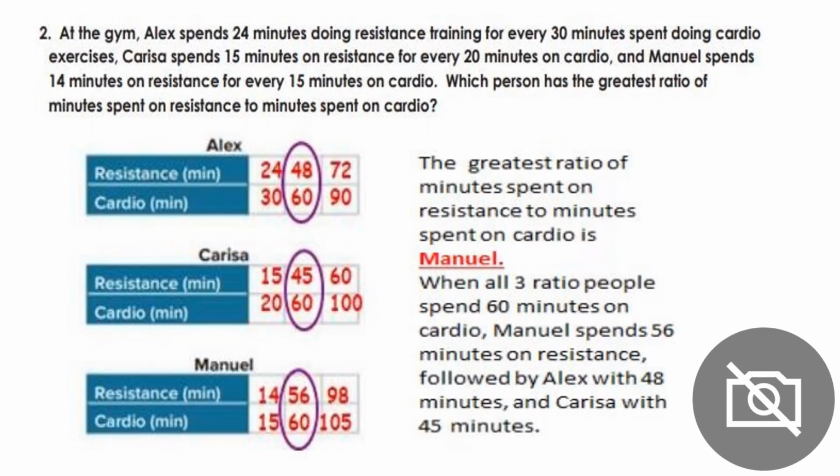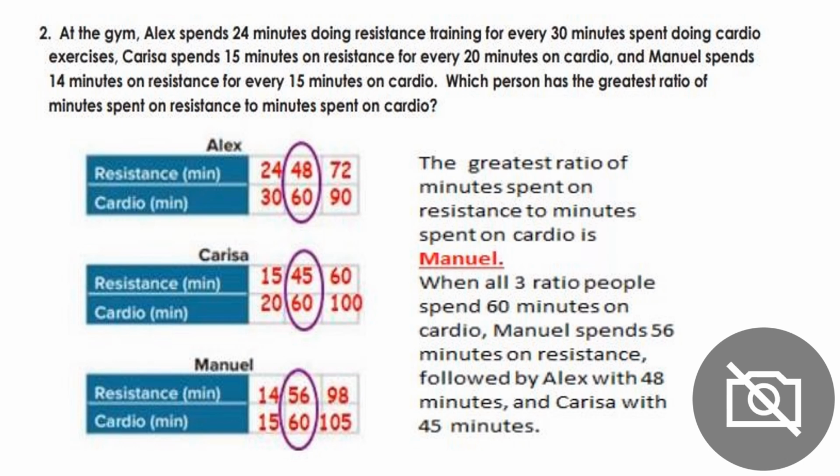So here you see at the gym, Alex spends 24 minutes doing resistance training for every 30 minutes spent doing cardio exercise. Kaisa spends 15 minutes on resistance for every 20 minutes on cardio, and Manuel spends 14 minutes. Okay, so Alex, Kaisa and Manuel, for these three we have to make a table or just compare.